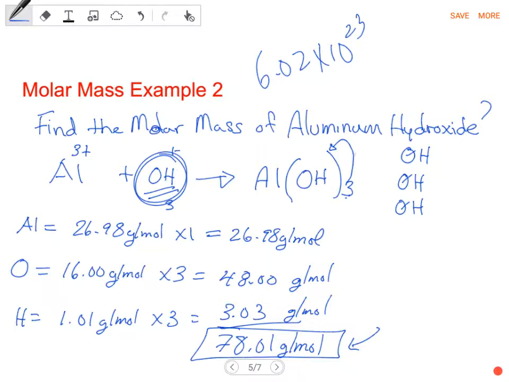The key point here, everybody, you must get your formula correct, and you must understand how this 3 affects a polyatomic ion.